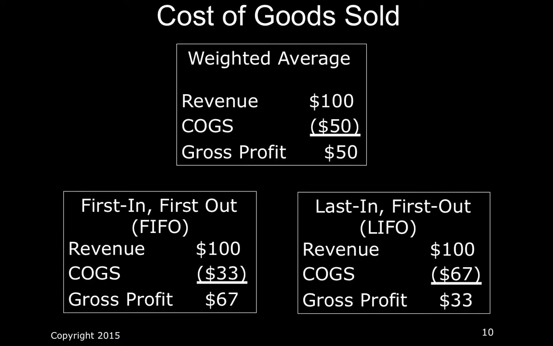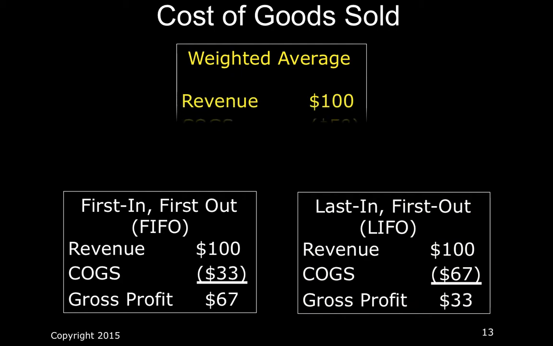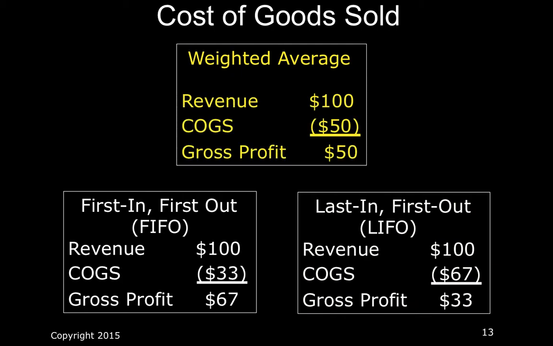To summarize, we have 3 approaches to determining the cost of goods sold. We can use the cost of making the first 10 staplers, the cost of making the last 10 staplers, or simply use the weighted average. These approaches are known as the first in, first out, last in, first out, and weighted average methods for determining the cost of goods sold.